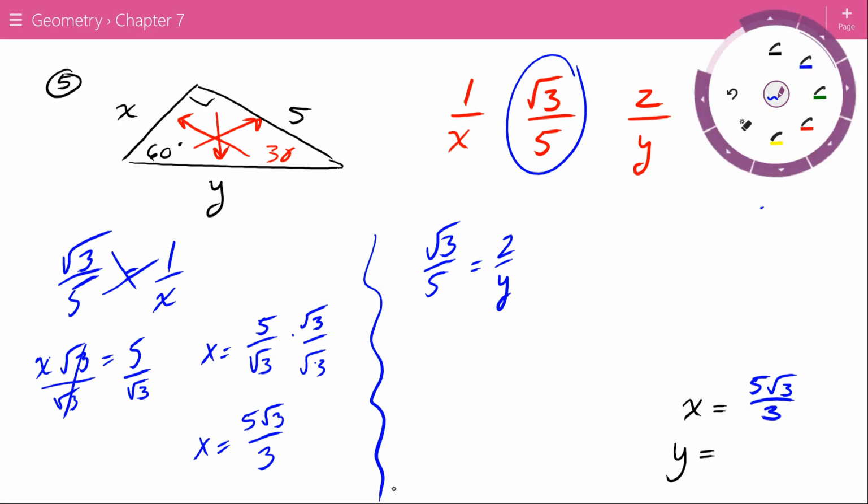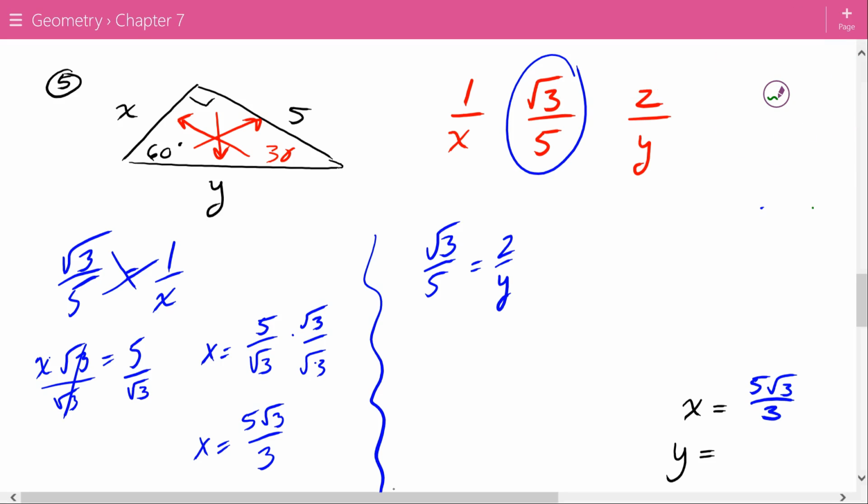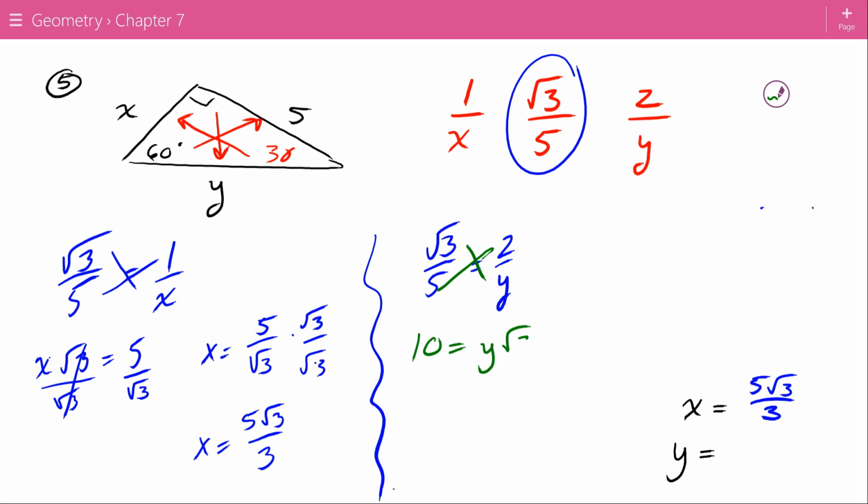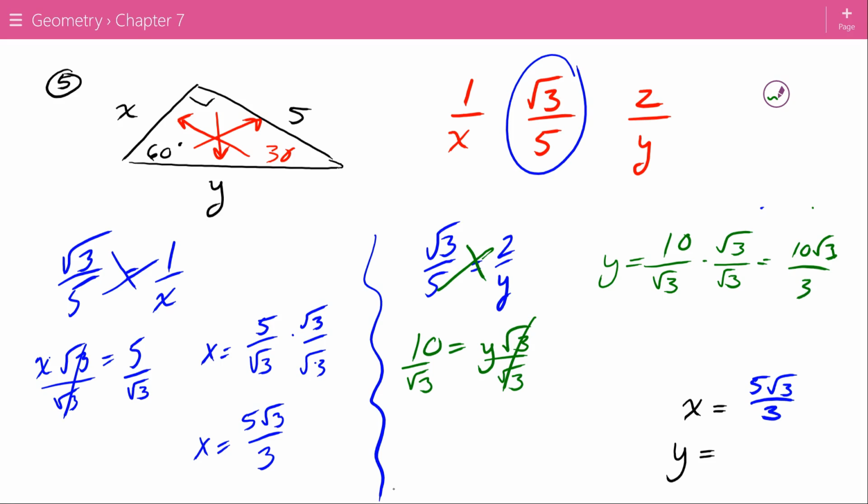Now our answer for y on this one, we'll go back and do the exact same process. We have 2 times 5 is 10. You got root 3 times y, which is y root 3. Divide each side by the root 3. Those will cancel. And you're left with y equals 10 over root 3. Again, rationalize your denominator, multiply the top and the bottom by root 3. And your final answer will be 10 root 3 over 3. And you can't simplify the fraction on that, so we're just going to leave it as our final answer.